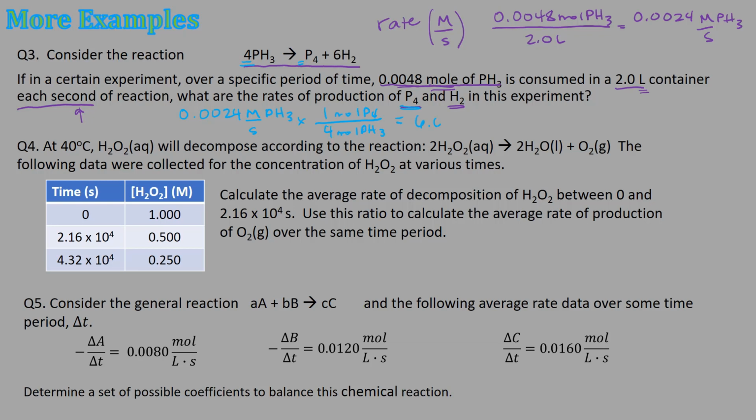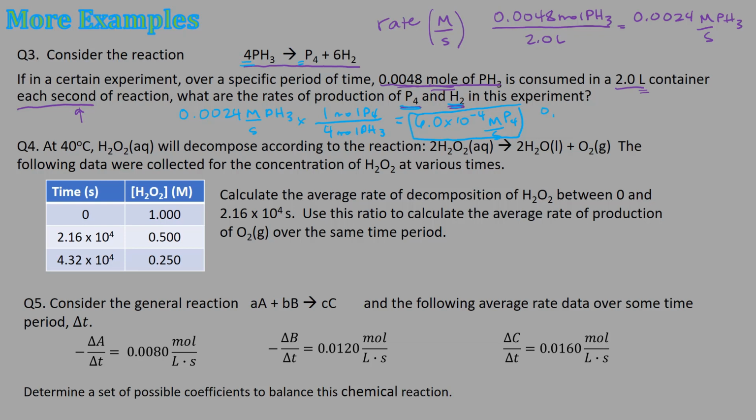I would get 6.0 times 10 to the negative 4th molar P4 per second. The seconds is still there. The only thing that canceled out is the moles of pH3, and it was replaced with moles of P4, so liters and seconds are still there.